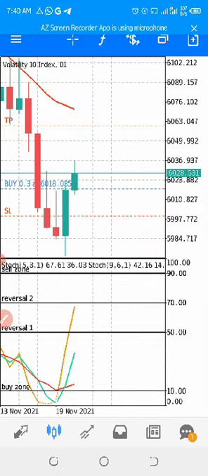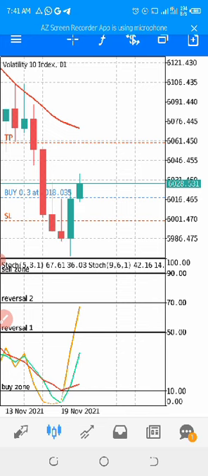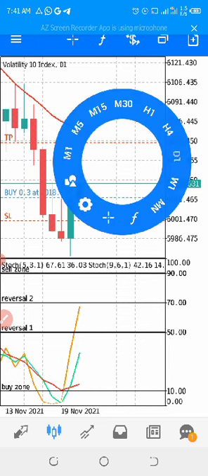Now, how do you analyze the market using this strategy? We are going to be using this stochastic. Like I said in my former video, to analyze the market, the first thing you do, you start your analysis from the daily chart. The asset I'm trading now is volatility 10 index. Now, how do you analyze the market? You look at the stochastic on the daily chart, that's D1. Look at the stochastic on the D1.